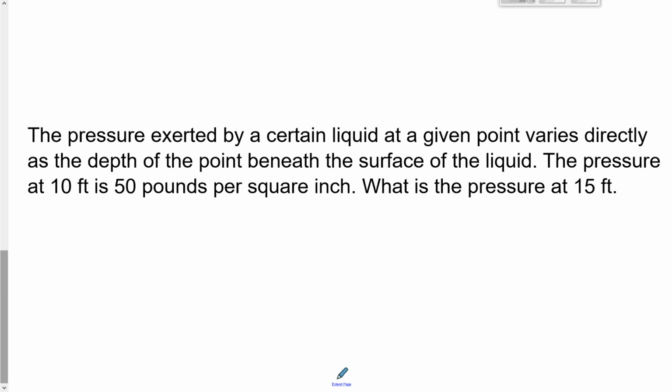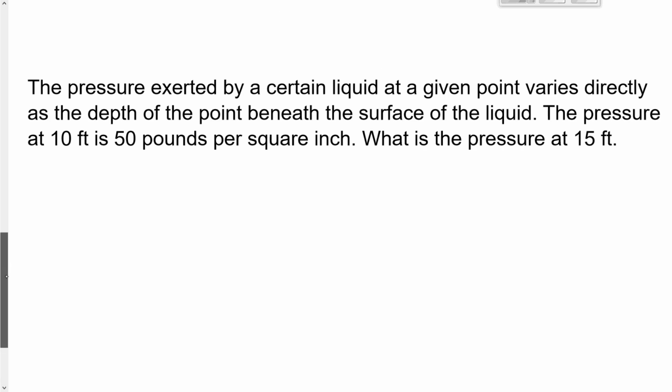So here's another example. The pressure exerted by a certain liquid at a given point varies directly as the depth of the point beneath the surface of the liquid. The pressure at 10 feet is 50 pounds per square inch. What is the pressure at 15? A lot of words here, but how are these going to be written?